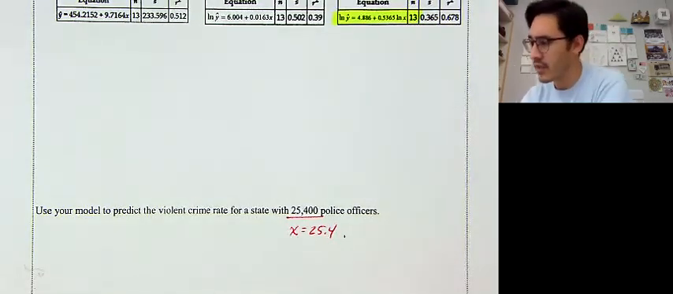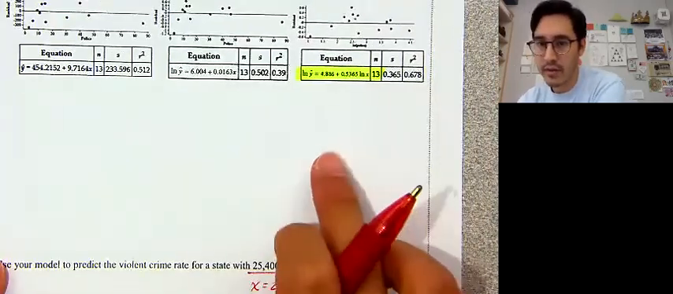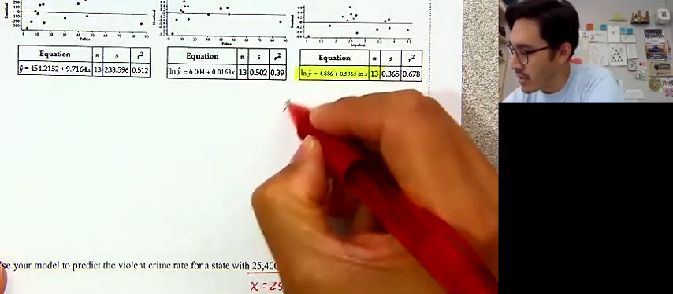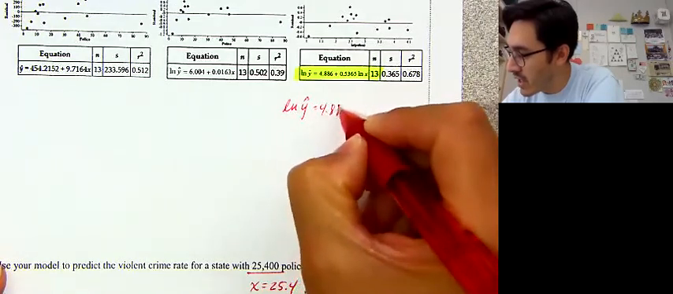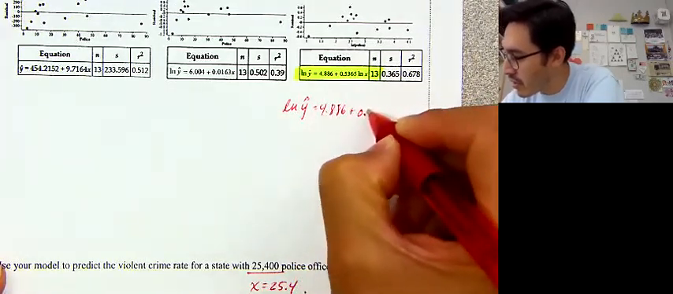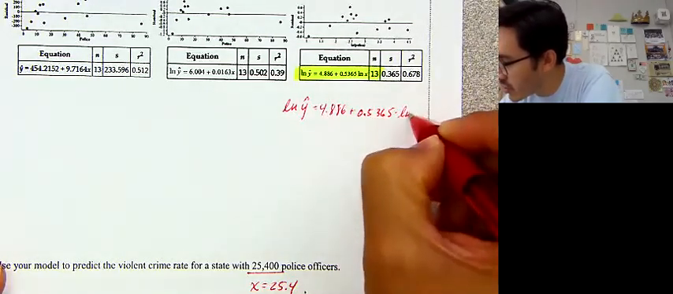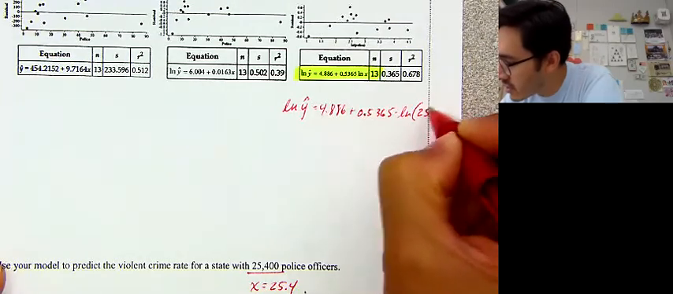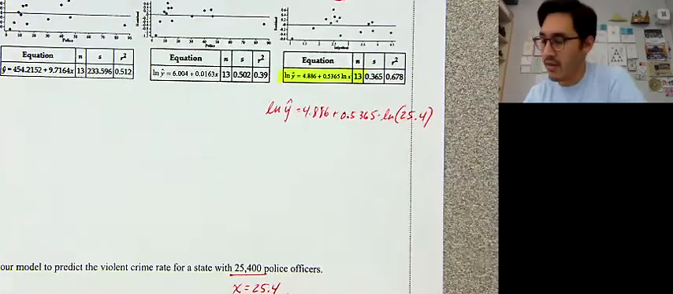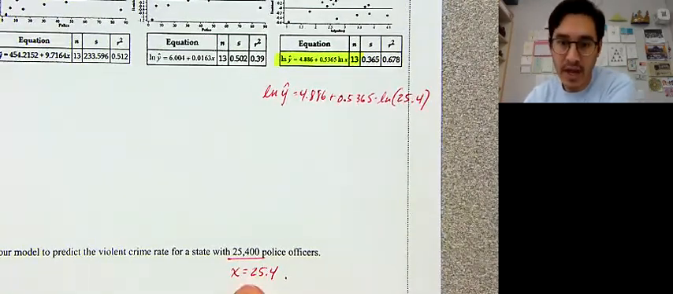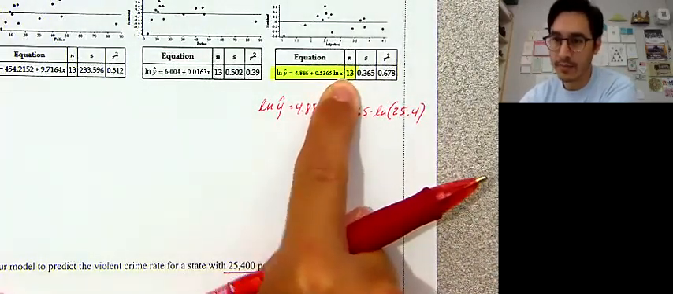Okay. All right. So let's go ahead and do that. I think I'll try to do it right here. So we can write the natural log of y hat equals 4.886 plus 0.5365 times the natural log of 25.4. Okay, so all I've done so far is I've taken the x value, which again has to be measured in thousands, and I've substituted it for the x variable in our linear model.